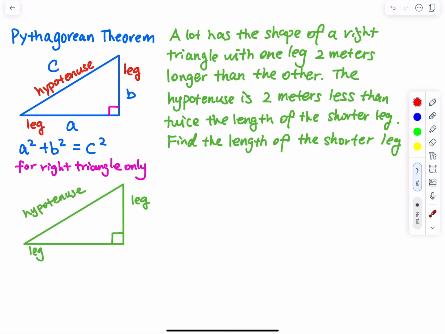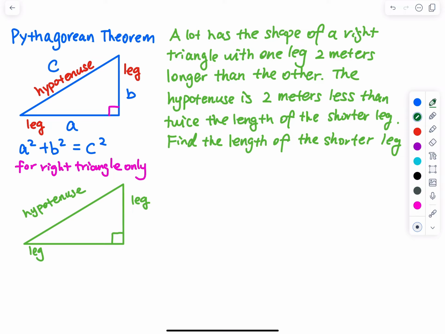Okay, let's take a look at this word problem. A lot has the shape of a right triangle. So they mention a right triangle with one leg 2 meters longer than the other. The hypotenuse is 2 meters less than twice the length of the shorter leg. Find the length of the shorter leg.